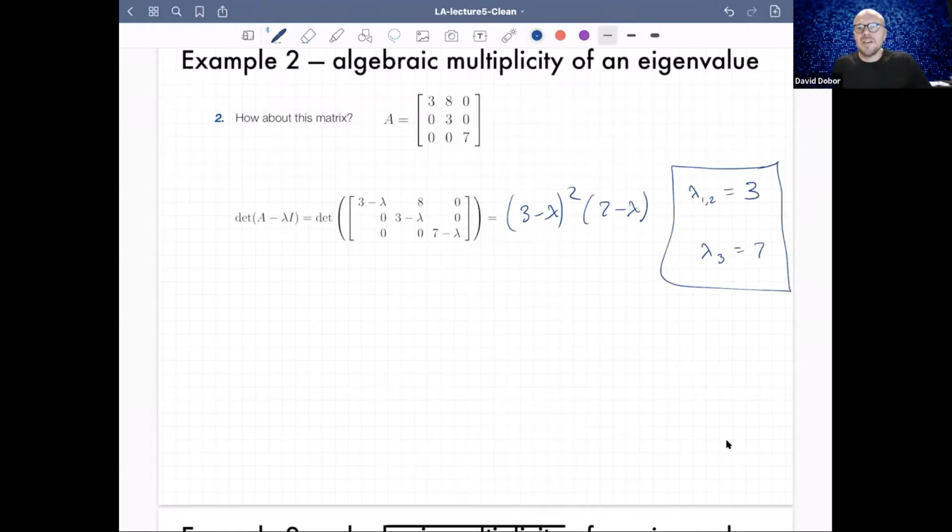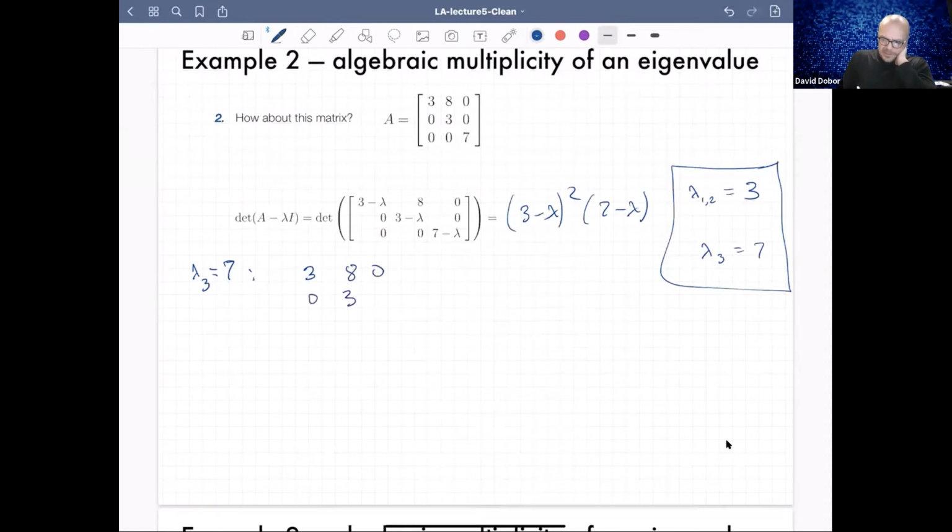Now let's find the eigenvectors associated with it. And just a heads up, I will change one entry in this matrix, and we'll see that the picture may completely change. So let's start with this other eigenvalue. Let's find the eigenvector associated with 7.